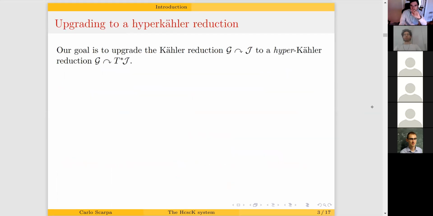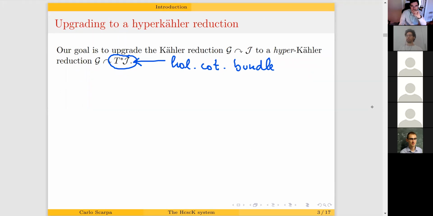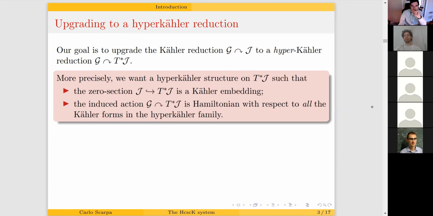Okay, so our goal here is to take this whole picture and to upgrade it to a hyperkähler reduction. So we consider the holomorphic cotangent bundle of J. This T star will always be the holomorphic part of the cotangent bundle. And we want to define a hyperkähler metric on this space and see if the action of G is still Hamiltonian. So more precisely, we will find some hyperkähler structure on this T star J, such that the zero section is a Kähler embedding. So the metric of the cotangent space restricts to the usual Fujiki-Donaldson metric on curly J. And the action should be Hamiltonian with respect to any Kähler form in the hyperkähler family.